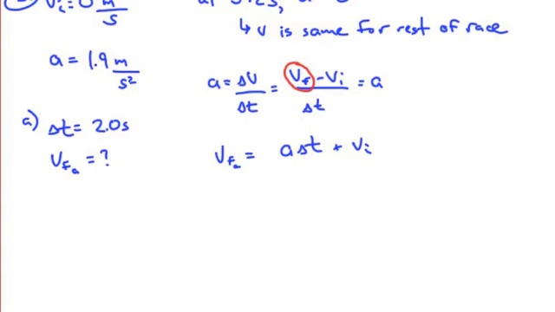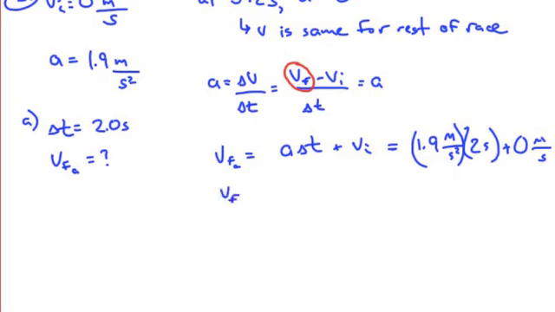And that is acceleration. That's VI. So all this equals our acceleration, 1.9 meters per second squared, times time, times how many seconds? In this instance, it's 2 seconds, or 2.0 seconds, plus our initial velocity. Well, that's easy. Our initial velocity is 0 meters per second. So our velocity at A is simply 1.9 times 2, and that's 3.8 meters per second.